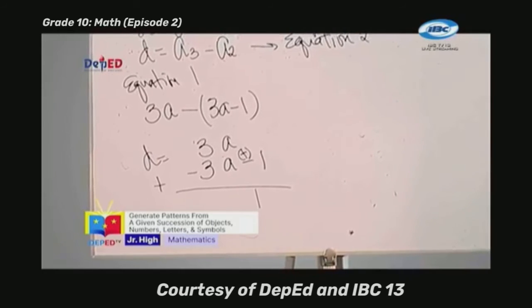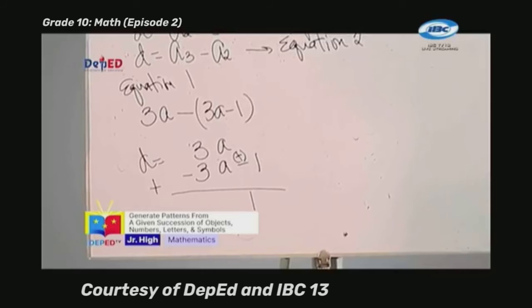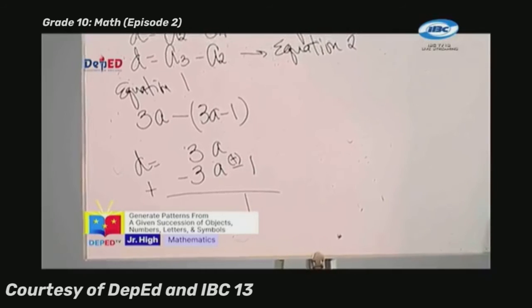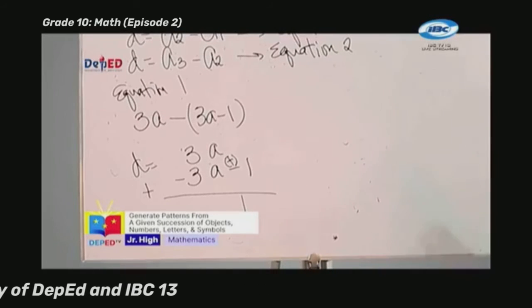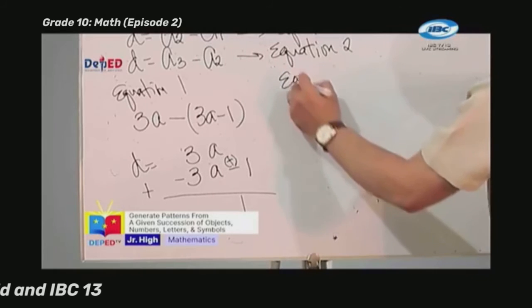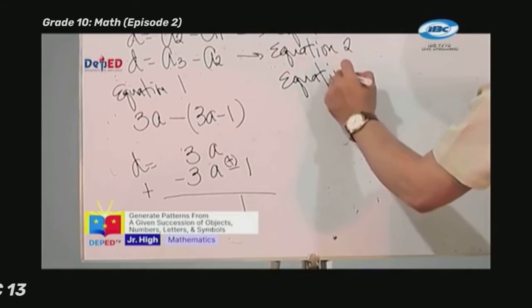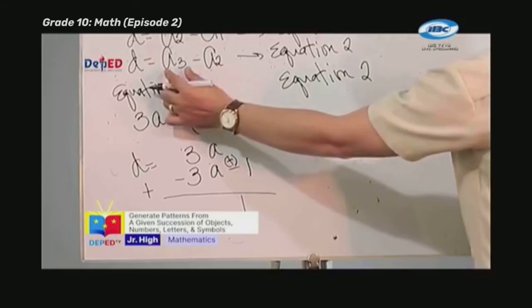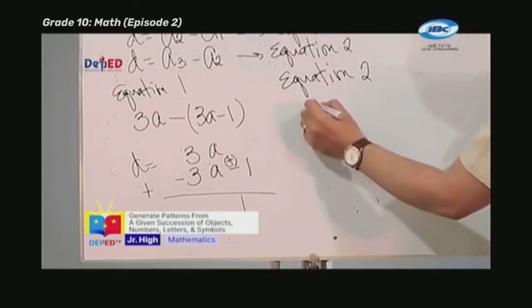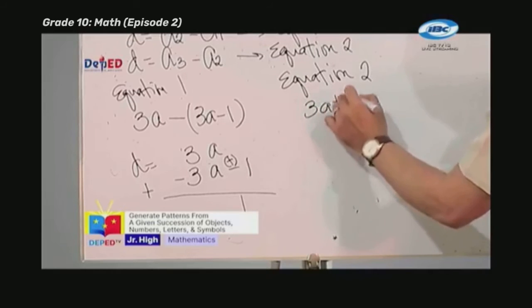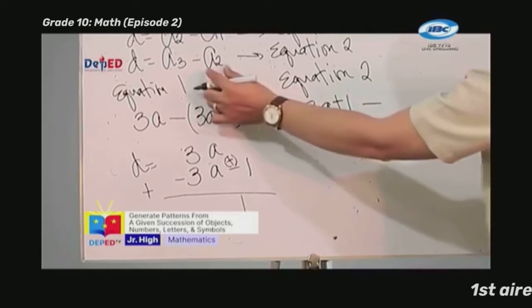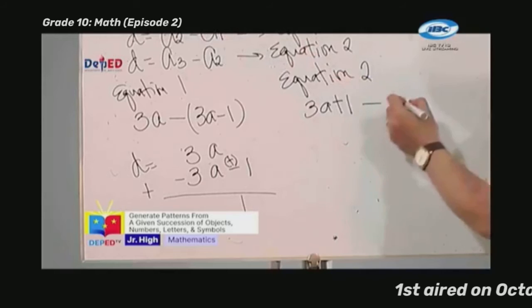What if we use the second equation? Would we arrive at the same answer? Let's try. For equation 2, that is the difference of a sub 3, which is 3a plus 1, minus the second term, which is 3a.